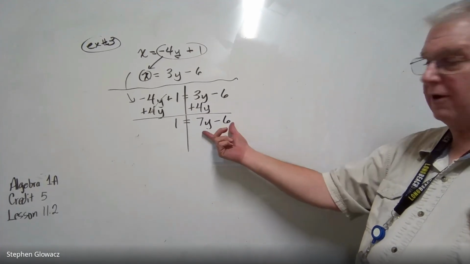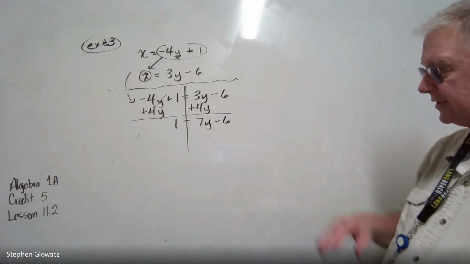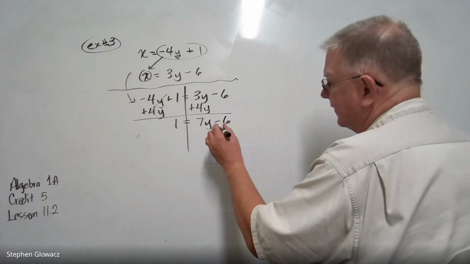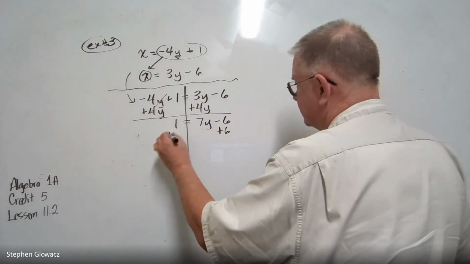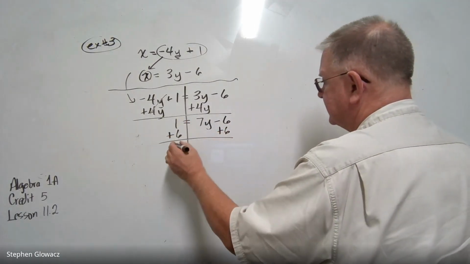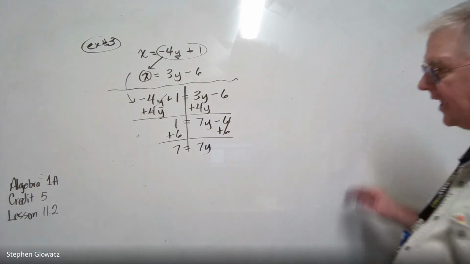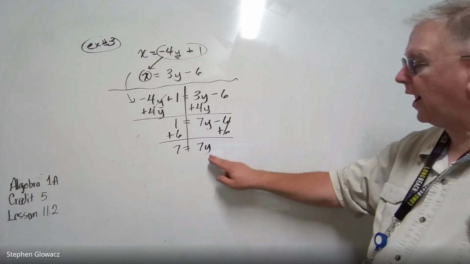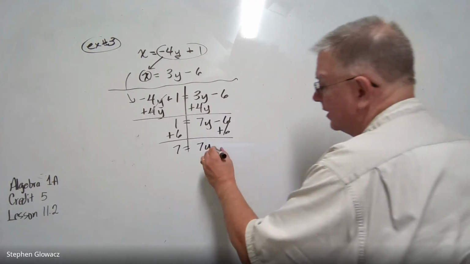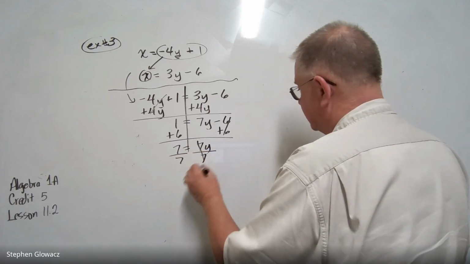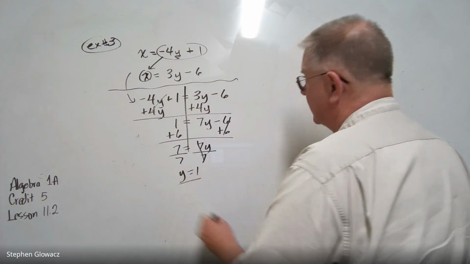Now y is over here on the right-hand side, so that's where our focus is. First thing we have to do is get rid of this -6, so we add 6 to both sides. 1 plus 6 is 7. We bring down the 7y, and of course those 6's cancel. Last step, y is being multiplied by 7, so we divide 7 to both sides, and y equals +1.